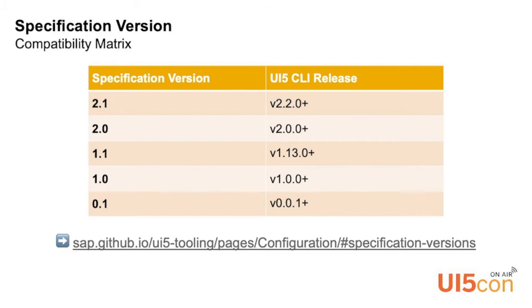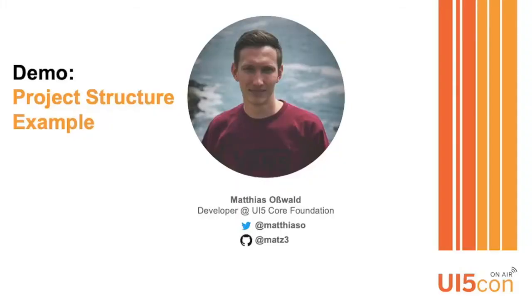I also have the compatibility matrix here. And as you can see, there's always downward compatibility. UI5 CLI in the latest version 2.2 or higher still supports specification version 0.1. And you can actually have a project with specification version 0.1 using an extension with specification version 2.1. And this will just work. We can't guarantee that this will stay true in the future. Maybe there will be a breaking change, but as of today, we are fully compatible downwards.